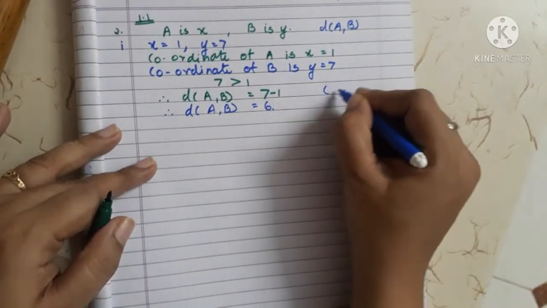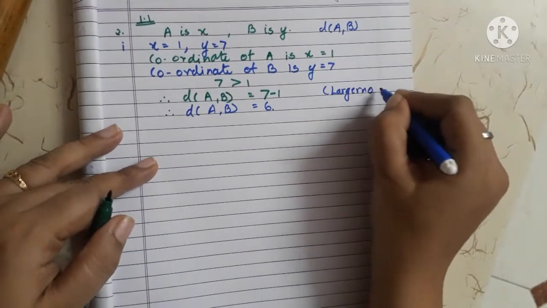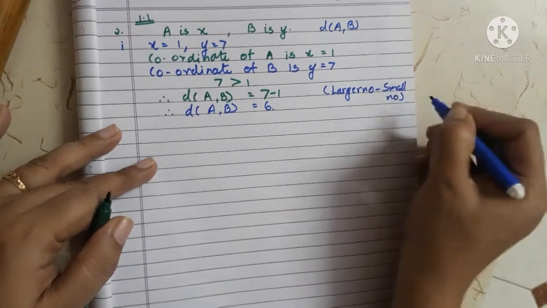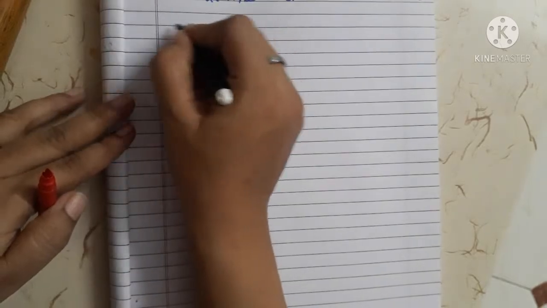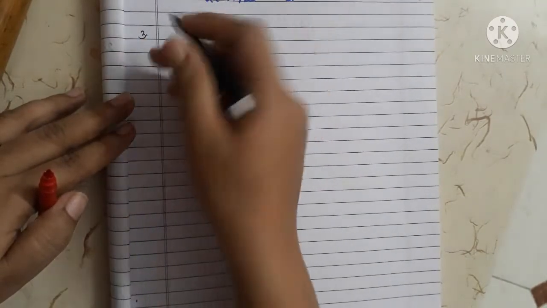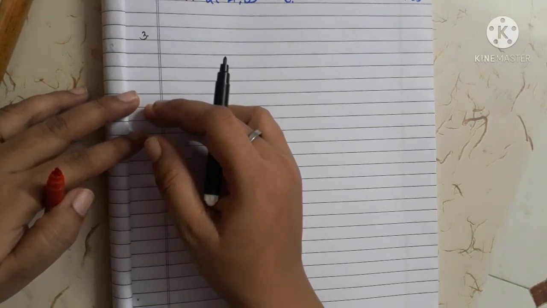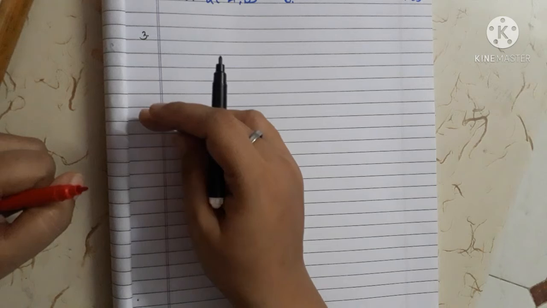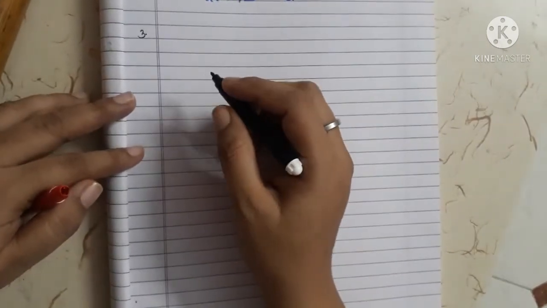Here you will write larger number minus smaller number. Students, now let us see question number 3. In question number 3 we have, from the given information find which of the point is between the other two. If the points are collinear or not, state so. Okay, let's see the first question.